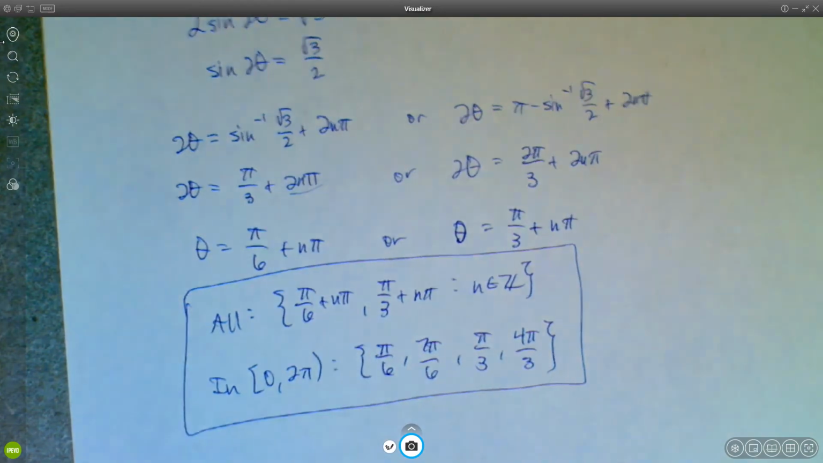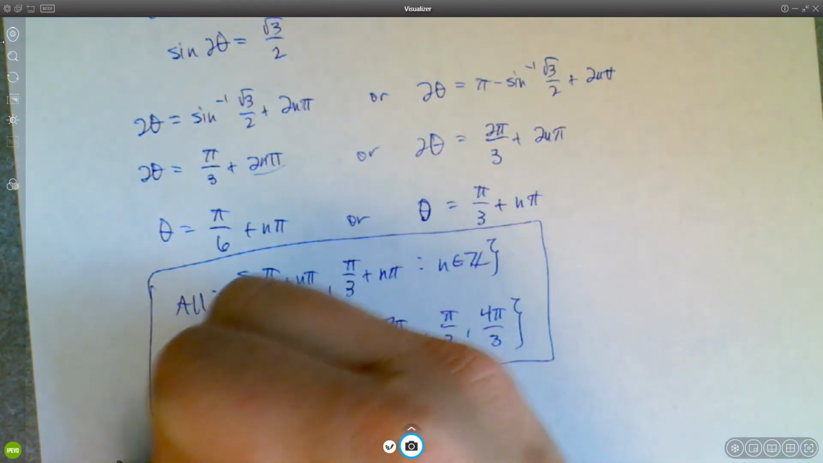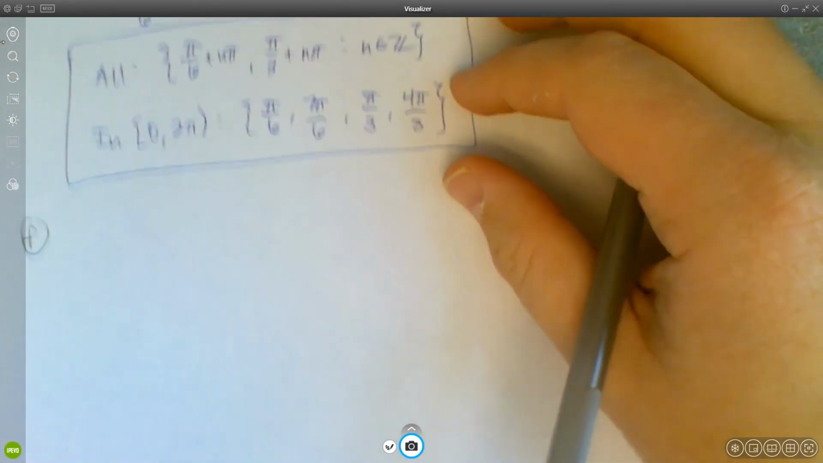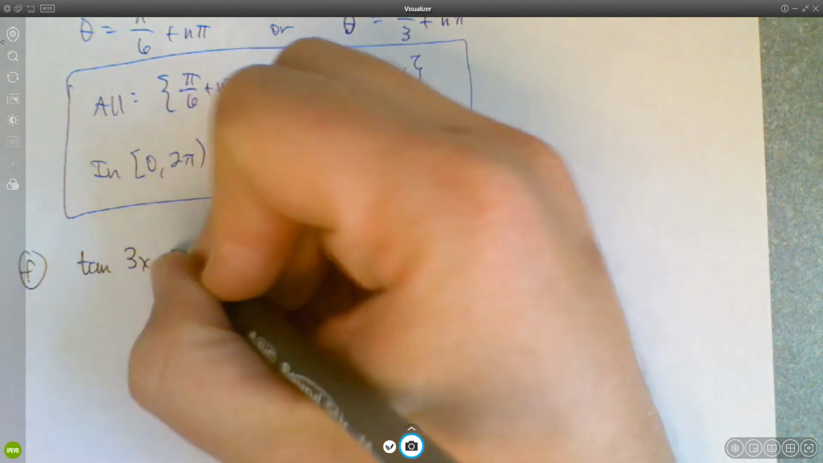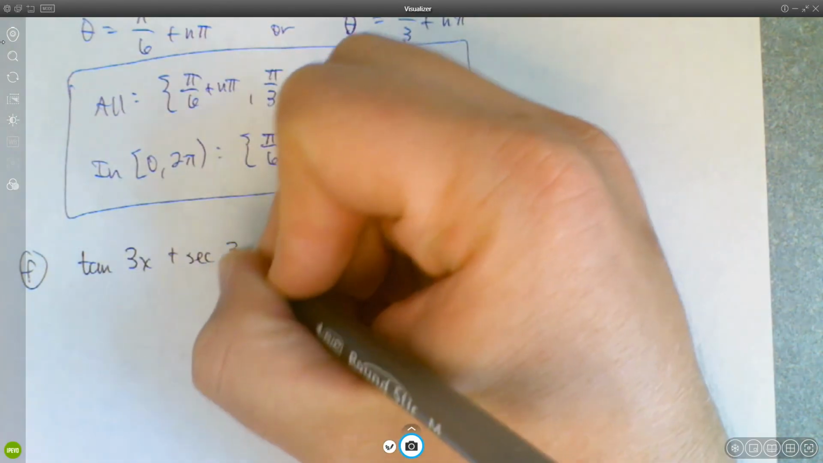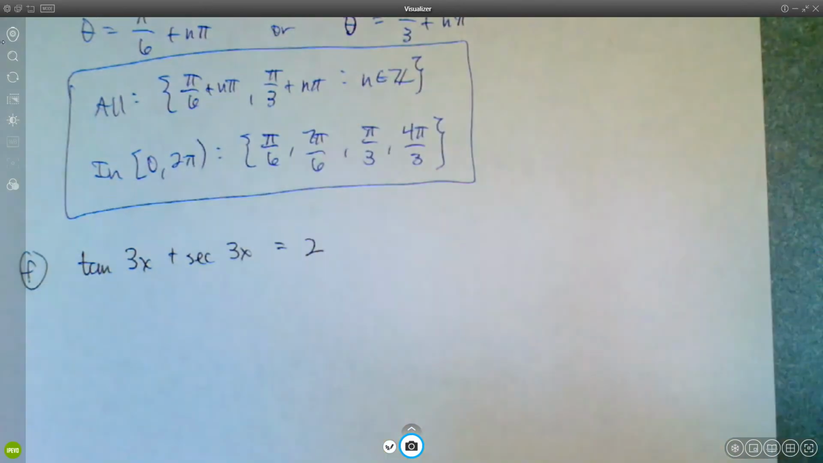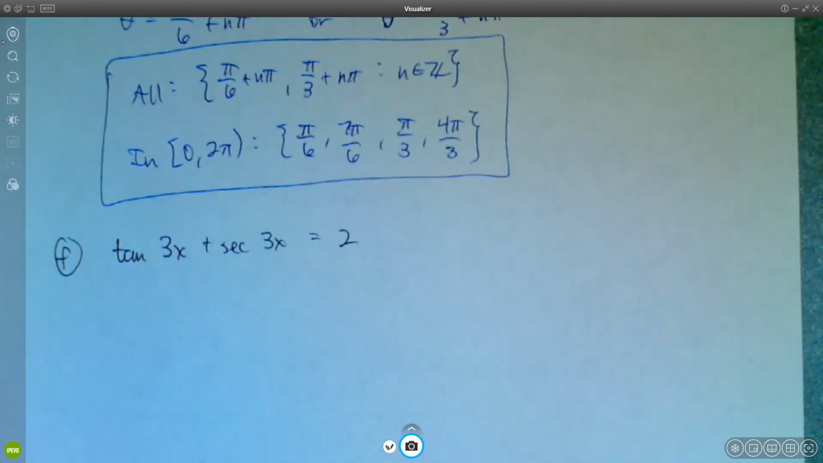Okay, one more example, one more equation. Let's do tangent 3x plus secant 3x equals 2. Okay, now I'll give you a hint. Again, you need to try to rewrite this so that you're rewriting all the trig functions in terms of the same trig function, unless you can factor it somehow.